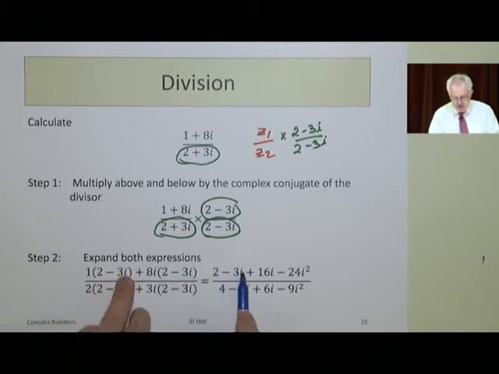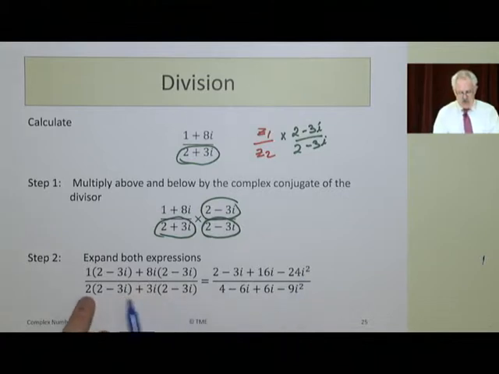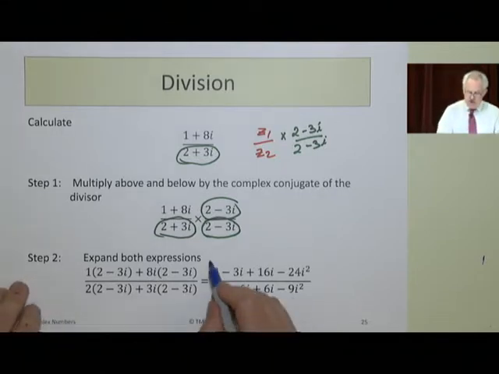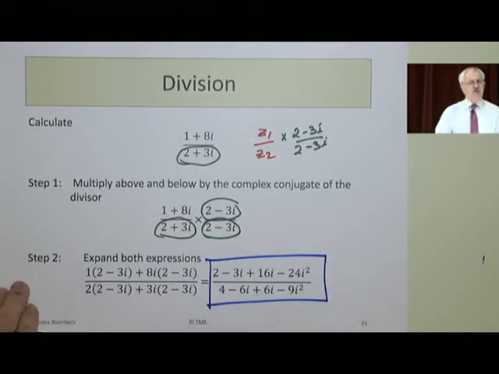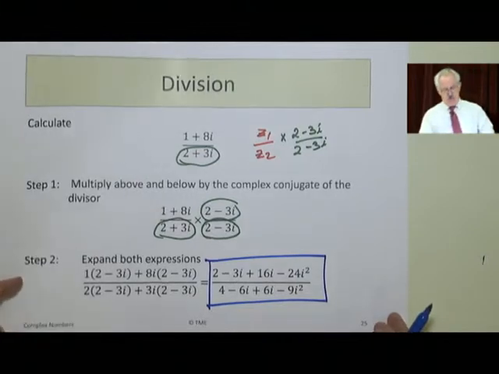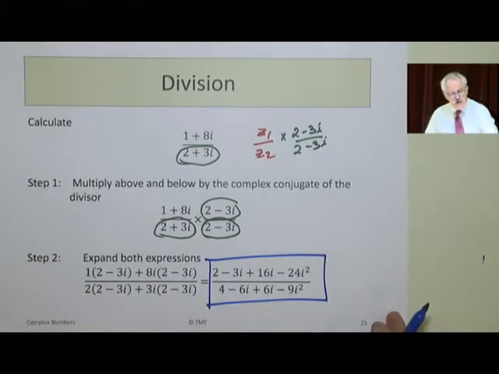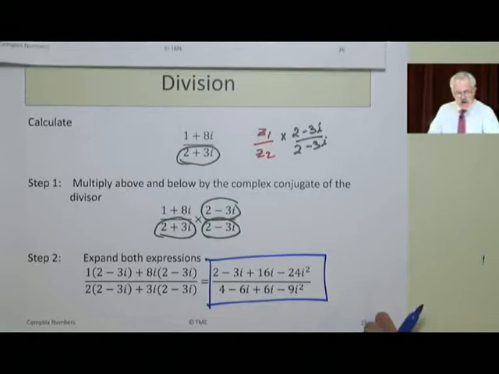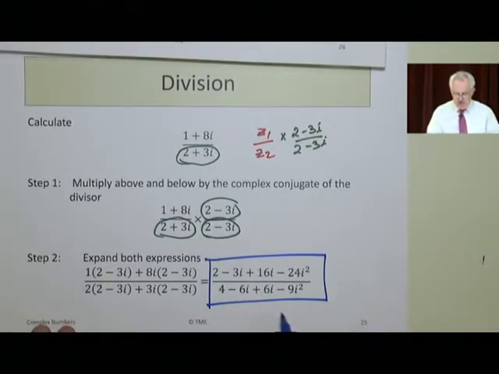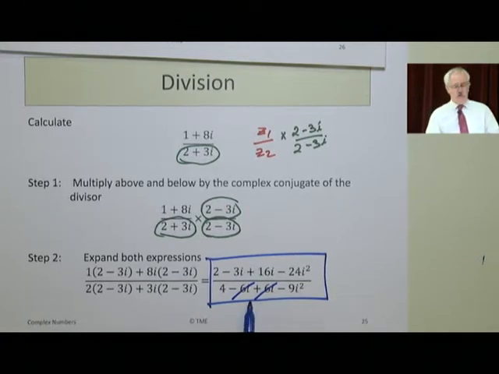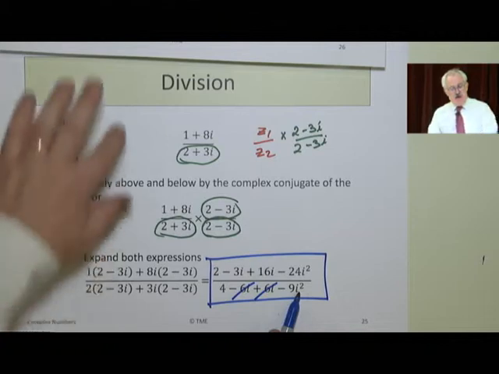2 minus 3i plus 16i minus 24i squared. On the bottom, 4 minus 6i plus 6i minus 9i squared. So it's messy, but it's going to get an awful lot simpler. The first thing I can note about it is that on the bottom I've 6i and minus 6i. That should not surprise me. The 9i squared I can live with for the moment.